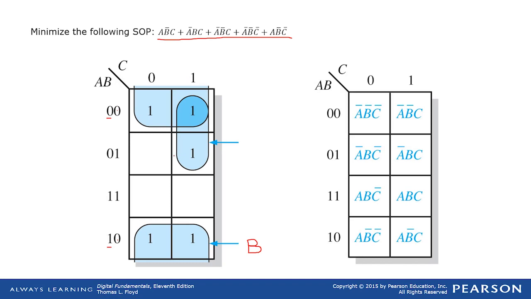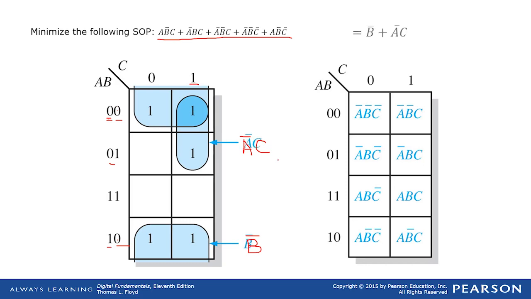How about this group? If you look, A is not changing. A is 0 here and 0 here, so we keep A in a complemented form. In this case also, we have to keep B in a complemented form. Why? Because B is 0 here and B is 0 here, okay? So from this group we got A complement, and then we got C, right? C is not changing. C is always 1, so we keep the C.